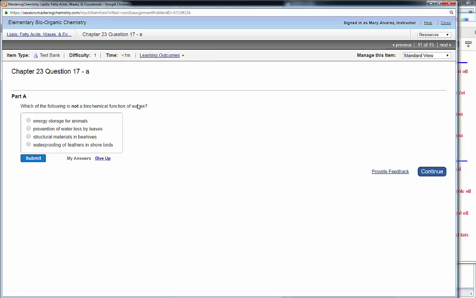What is not a function of waxes? They don't do energy storage. That's fats. Fats are energy storage. Prevention of water loss by leaves, that's where we get things like palm wax. Structural material in beehives, yes, that's where we get beeswax. Waterproofing of feathers in shorebirds. Yes, that's why shorebirds are particularly susceptible to things like oil spills, because the oil, being lipophilic, will dissolve the waxes on their feathers and then they die.